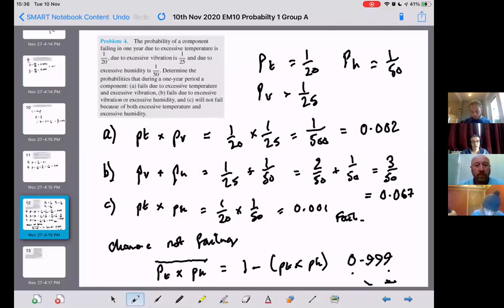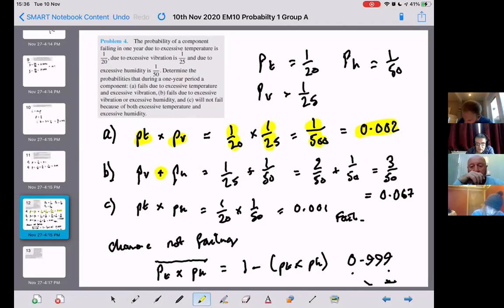So I'll just run through that. Let's run through that for you. Part A is the probability of temperature times, because we're "and", that's times the probability of vibration. The 20th times the 25th equals 1/500, which is 0.002.